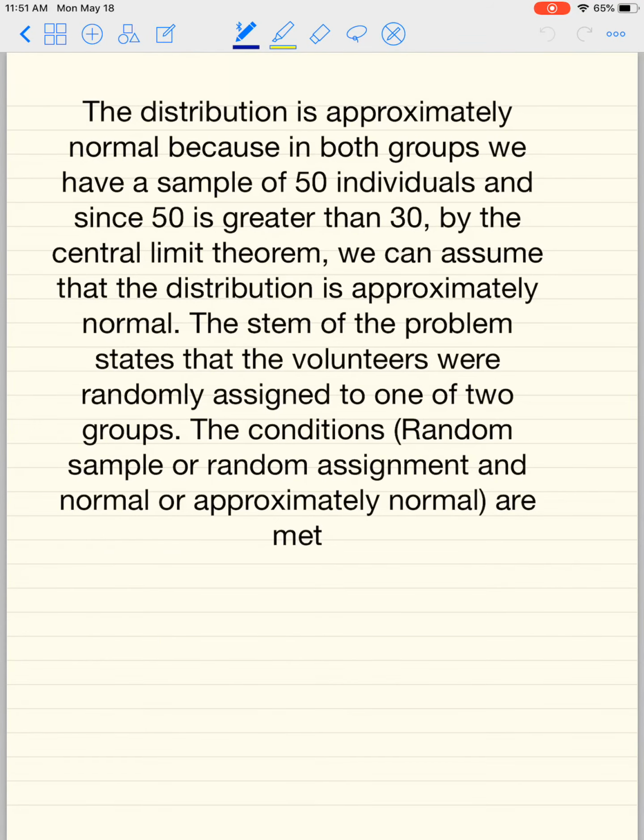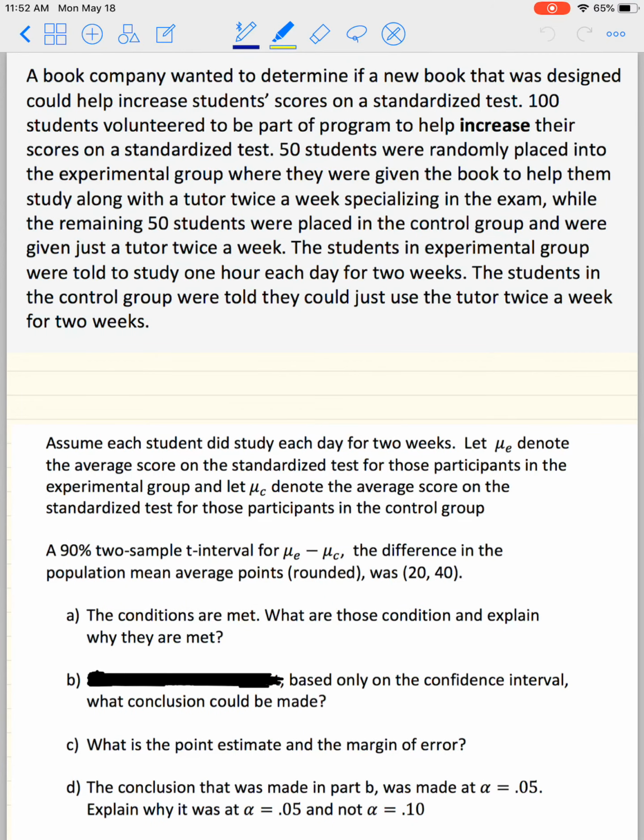Okay, so the distribution is approximately normal because in both groups we have a sample of 50 individuals, and since 50 is greater than 30, by the central limit theorem, we can assume that the distribution is approximately normal. The stem of the problem states that volunteers were randomly assigned to one of two groups. So even though they were volunteers, they were randomly assigned. So I wrote here the conditions are met because random sample or random assignment and normal or approximately normal were both met, okay? So that's why the conditions were met. Both groups had over 30 and they were randomly assigned. Great. There's nothing about a 10%, it's not a proportion, okay?